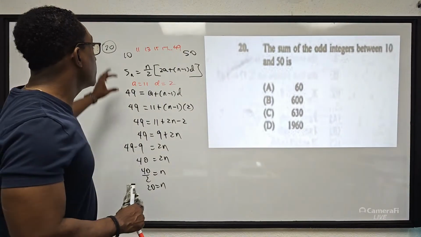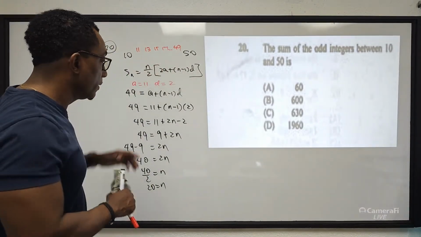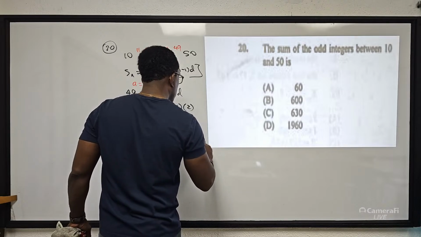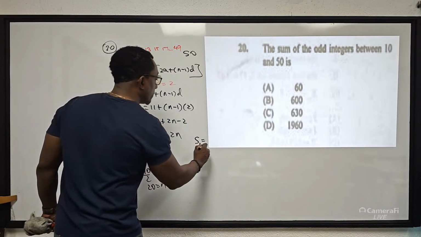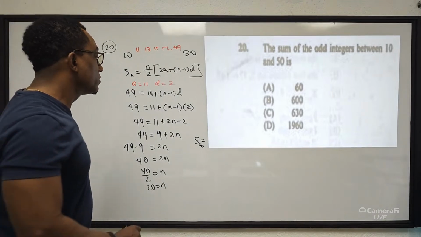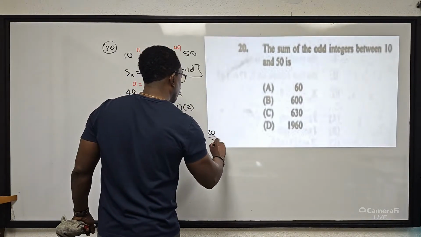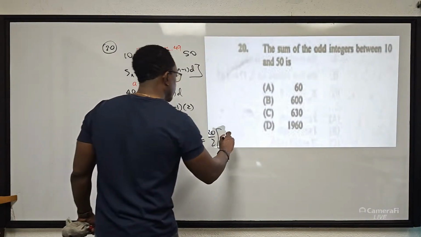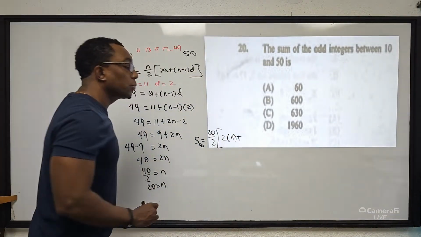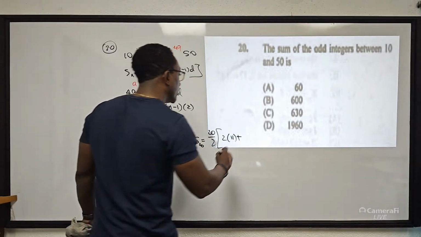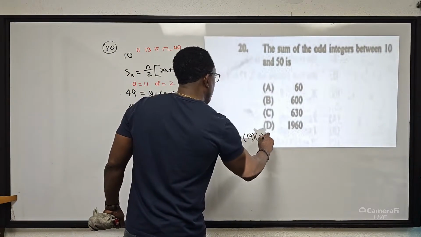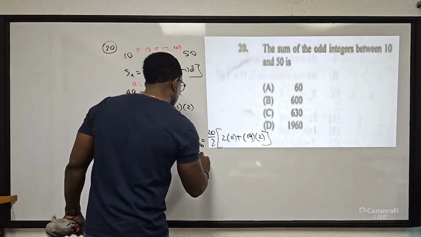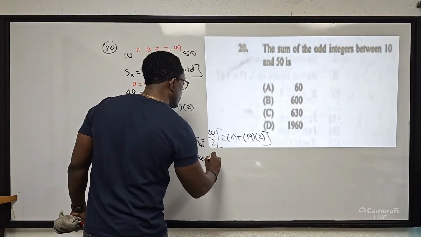So I want to find the sum to 20 odd numbers. This is the formula I'm using. S subscript 20, meaning 20 odd numbers, is equal to 20 over 2 into 2 times a, which is 11, plus 20 minus 1, which is 19, times d, which is 2. So we're going to get S subscript 20, the sum to 20 terms.